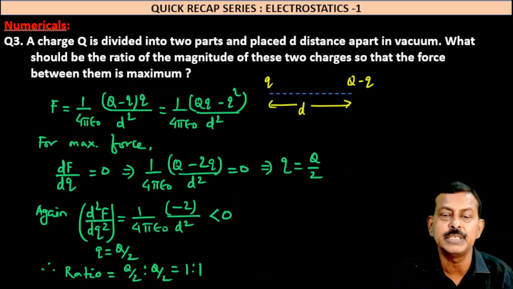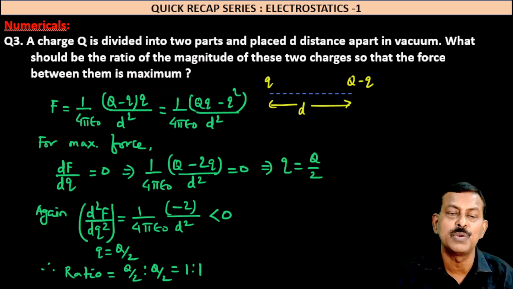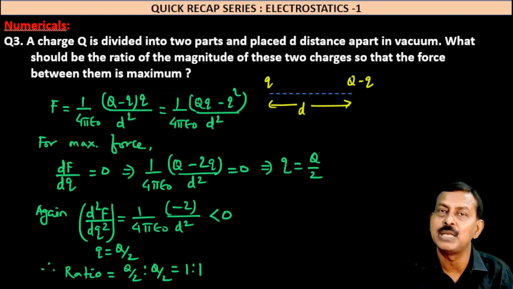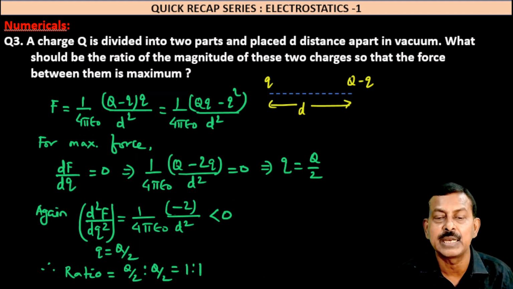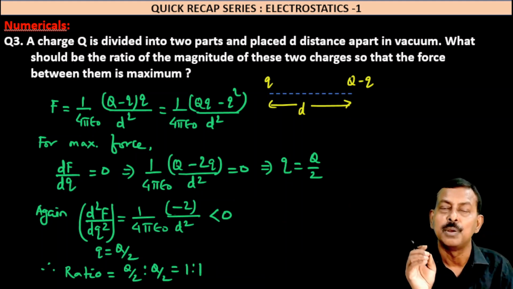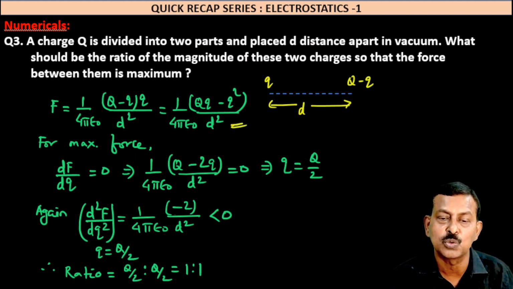as it is kept, suppose that a separation is small d. So the force between these two charges will be equal to 1 by 4 pi epsilon naught, q into (Q minus q) by d square. This we can write as 1 by 4 pi epsilon naught, (Qq minus q square) by d square.